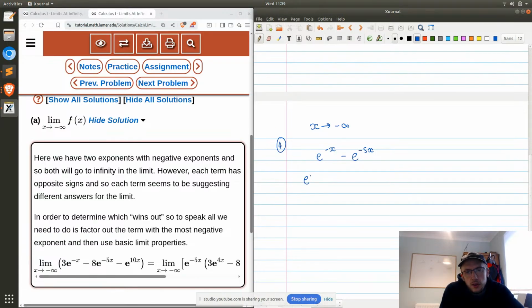So what you do is you just factor out e to the minus 5x. Because what will this turn into? Minus x minus 5x, so e to the 4x. And what will this turn into? It should just turn into 1. And so that turns into 0. And that will turn into a constant. And so I think I get it now. I really do.